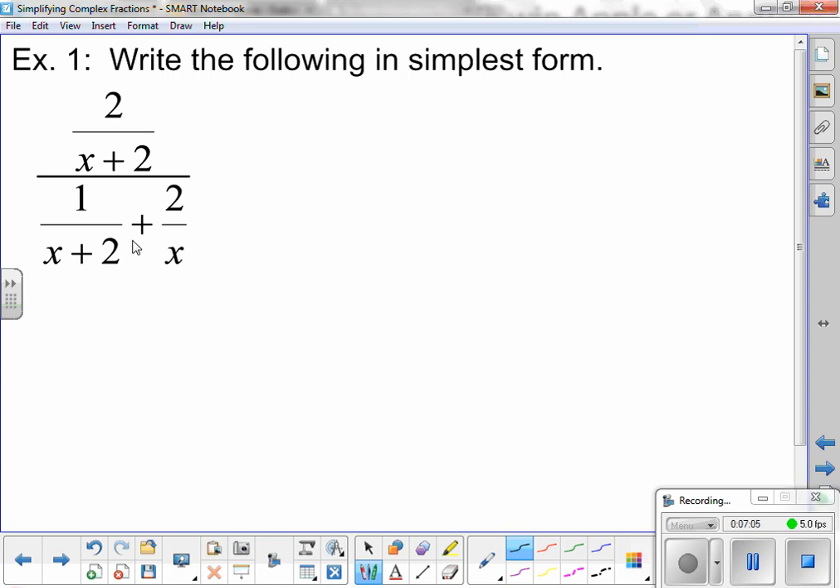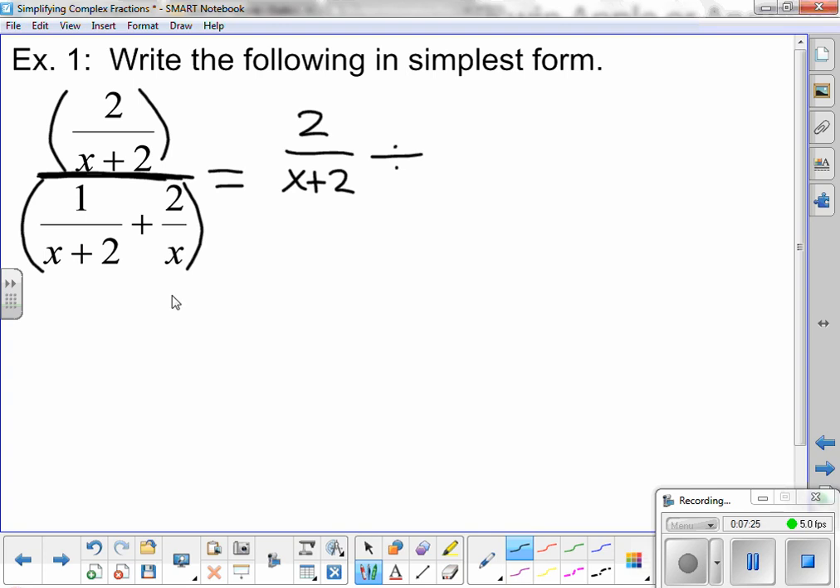So we got two things here. We got a numerator and a denominator. So we want to rewrite this with the numerator right here and the denominator right here. Okay. The fraction bar itself, we're going to turn into a division sign. So it's going to be 2 over x plus 2 divided by, and then you can keep this in parentheses too, just so you can see the numerators in there. So 1 over x plus 2 plus 2 over x.